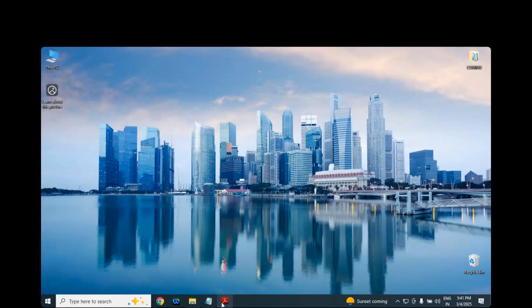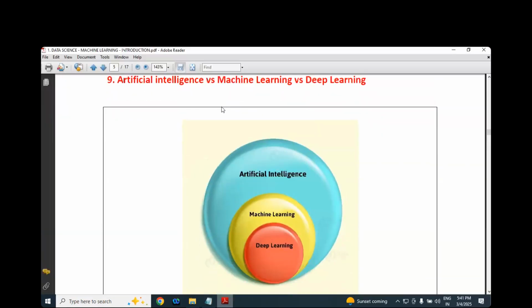Let's continue. It's the right time to understand the difference between AI, machine learning, and deep learning. Let me tell you, AI is artificial intelligence. Many people think machine learning is different and AI is different. Machine learning is just one subject in AI. That's what you need to understand.